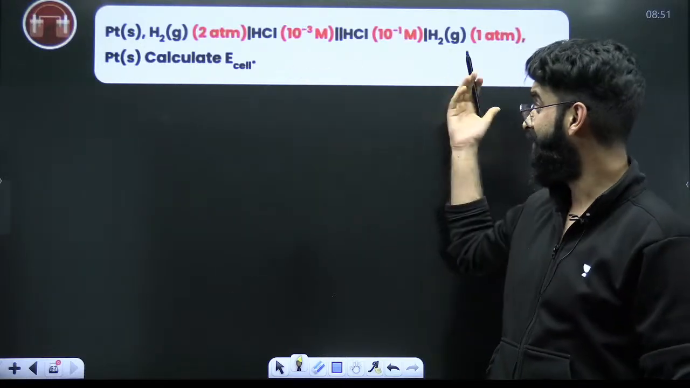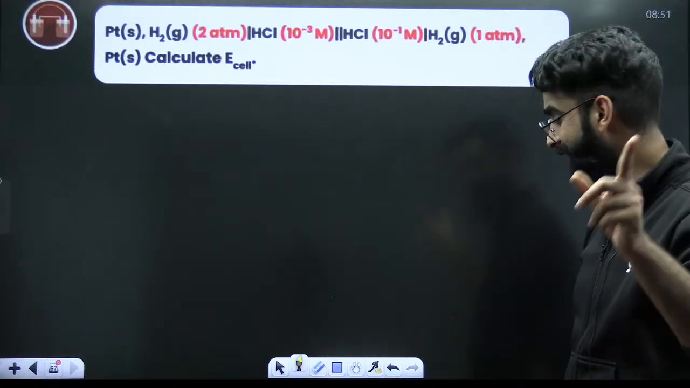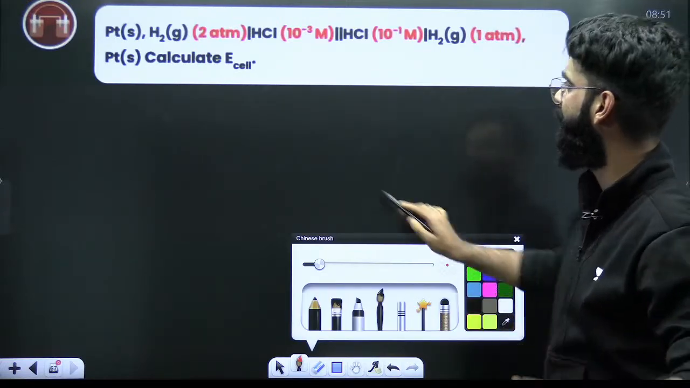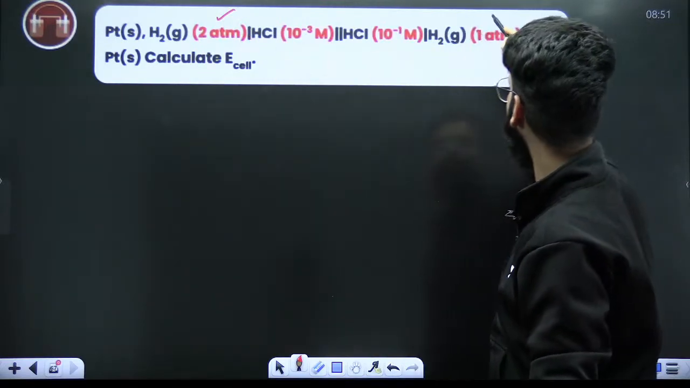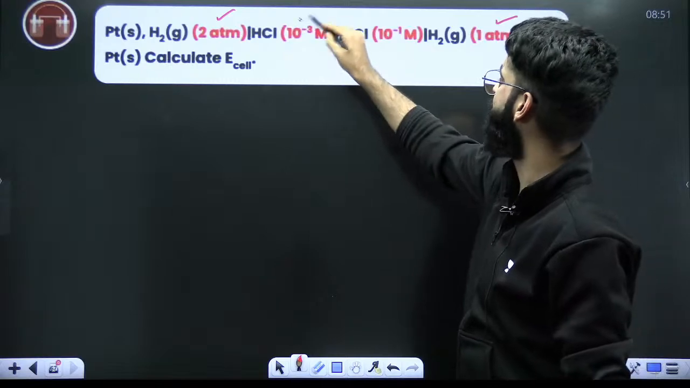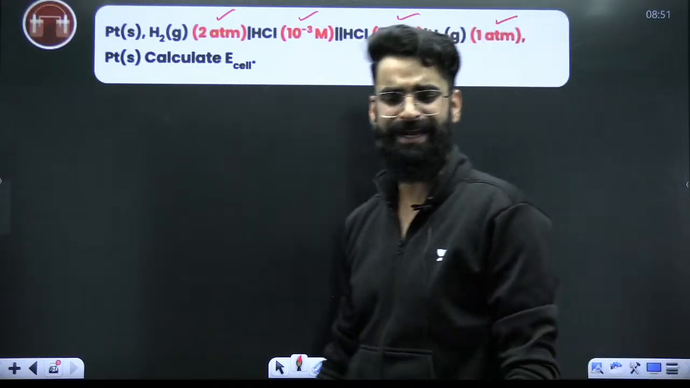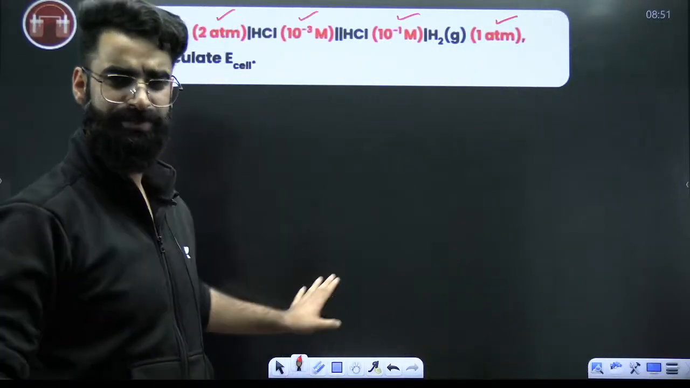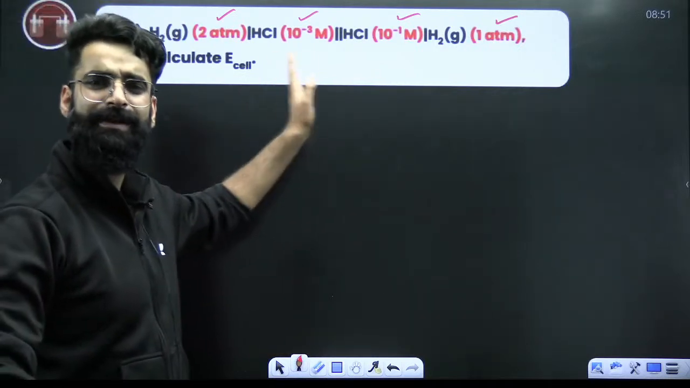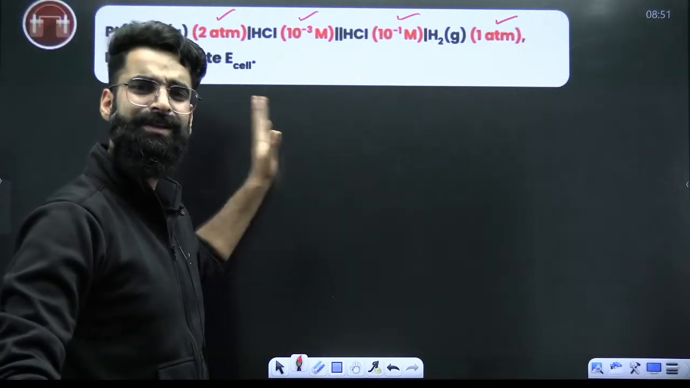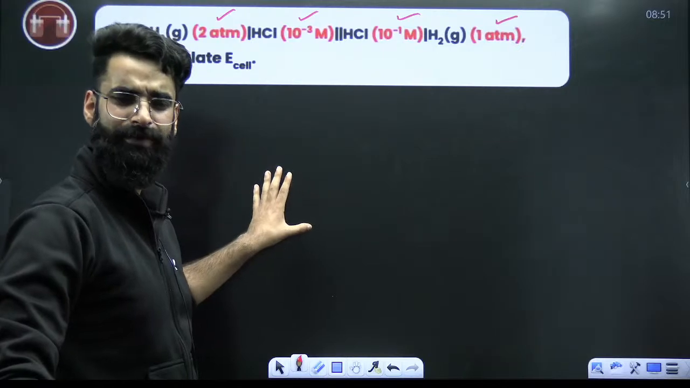Look at this question. Will you be able to solve this question? The only thing here is, pressure is 2 atm, here it's 1 atm. So pressure is different, concentrations are also different. So you won't be using any formula directly. You'll be using the general procedure. You'll write the reaction at anode, reaction at cathode, net reaction. Then you'll get the actual QC.